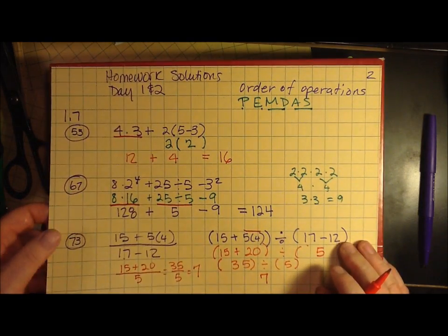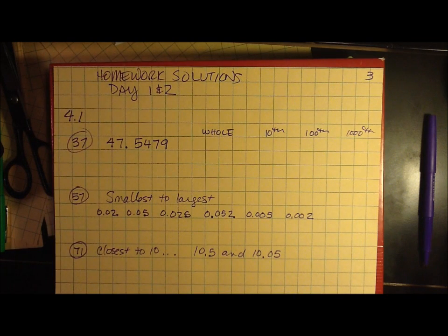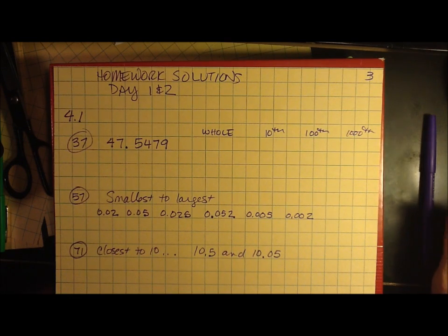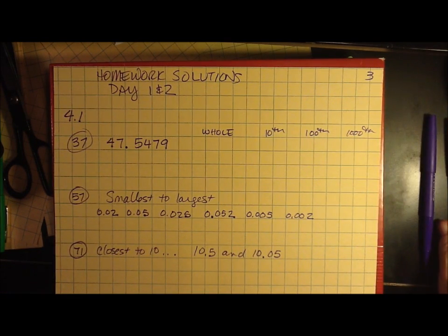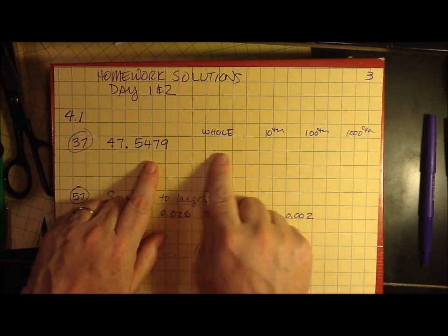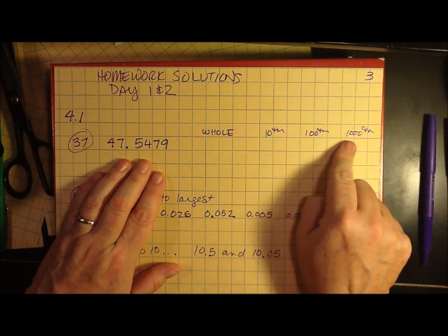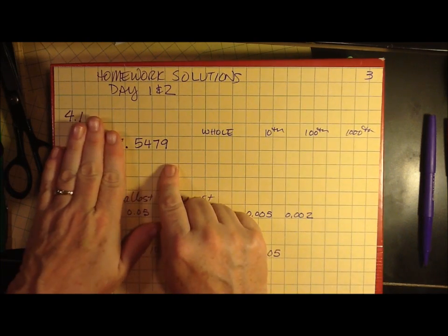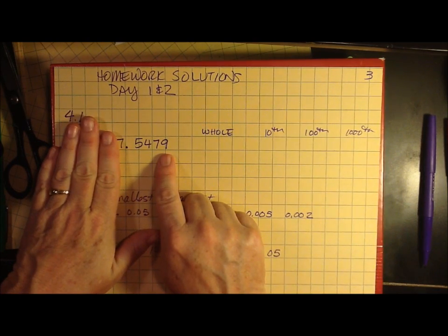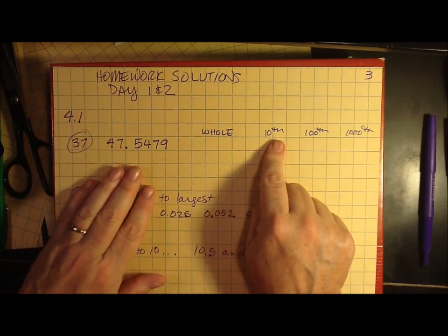Finally, let's take a look at the last set of problems, which is section 4.1. And we are doing some more rounding. We have several categories here. When I have the little th up here, it tells me immediately that I'm working with numbers that are less than 1. These are fractions.